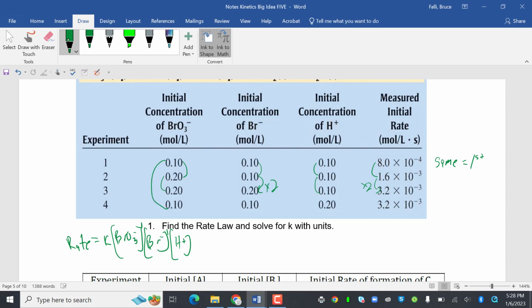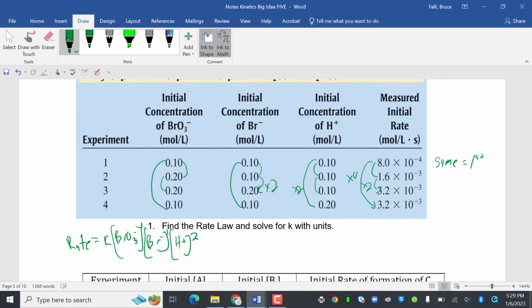All right, H positive. I'm going 1 to 4. 1 to 4, those are the same. This is where it doubles. When this is times 2, this is times 4. 2 to what power is 4? That's 2.